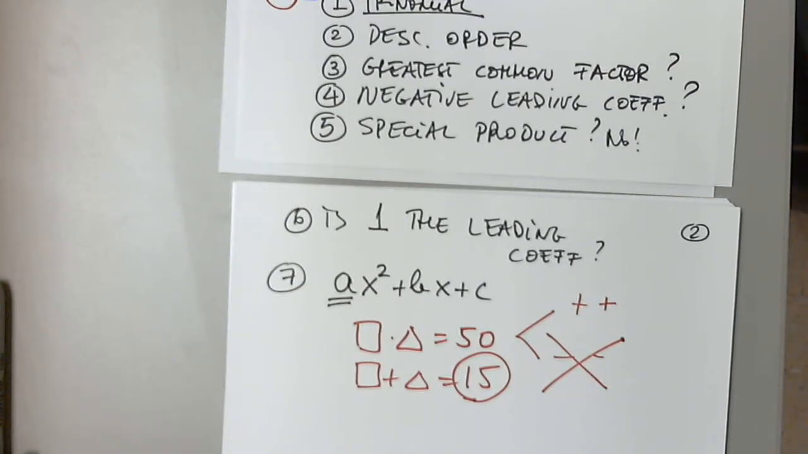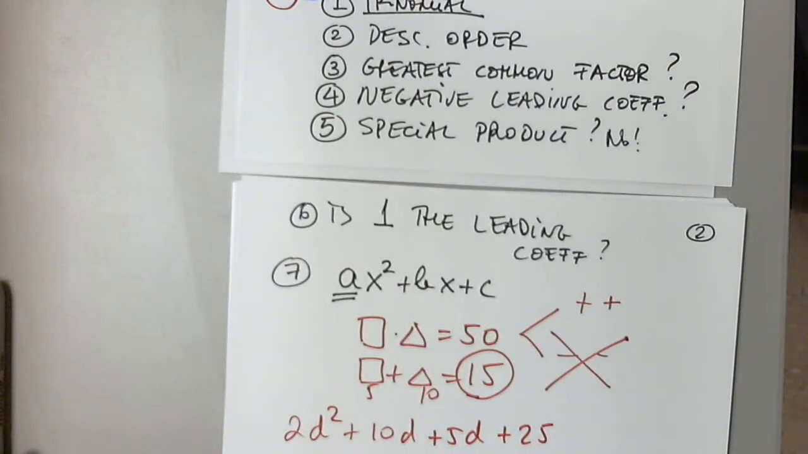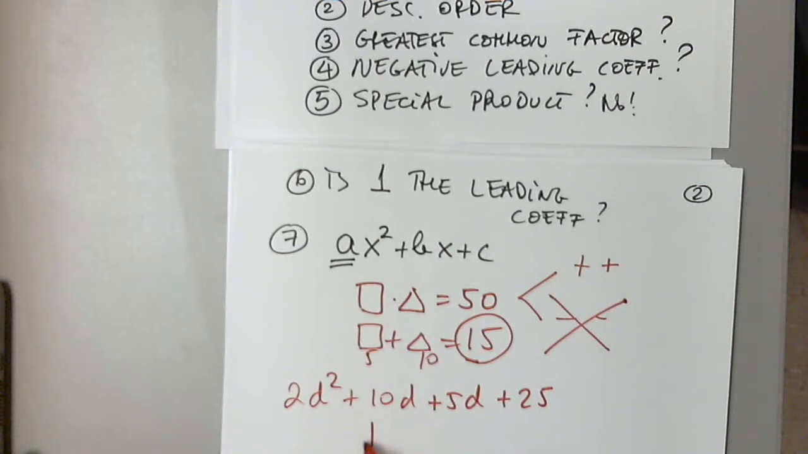Agreed? You have the same thing? Very good. So the next step is I rewrite 2d squared plus, you said 10 and 5 or 5 and 10, it doesn't matter. 10d plus 5d plus 25. In the next step, I will factor by grouping.